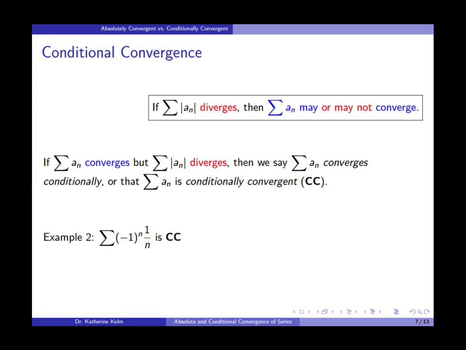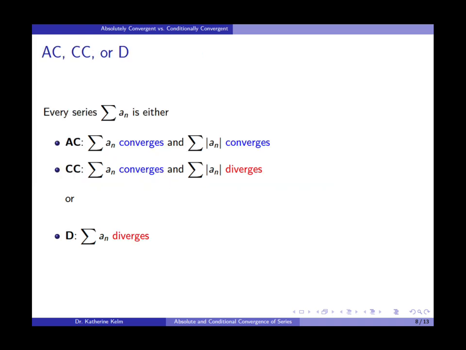Example 2 was an example of a conditionally convergent series, since the series converges, but the series of absolute values diverges. So to sum up what we have seen so far, note that every series an is either absolutely convergent, conditionally convergent, or divergent.